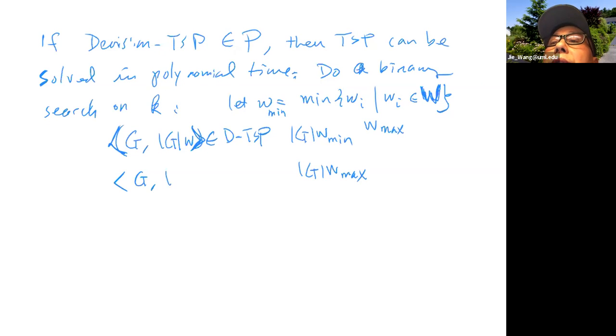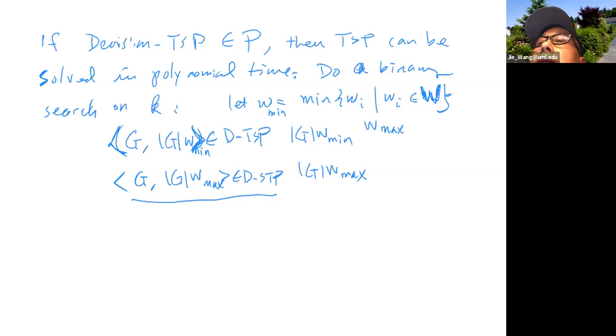So I can ask. So this is a min. This is a max. Okay. Now, if this answer is no, then you know that you don't have a Hamiltonian circuit at all in this graph. Then you can return no.